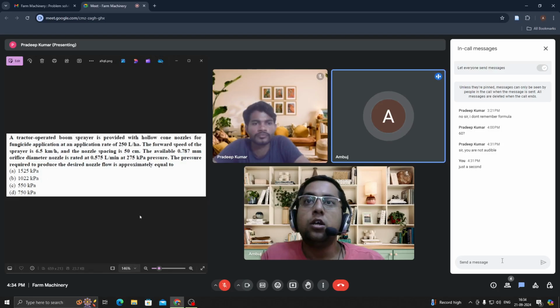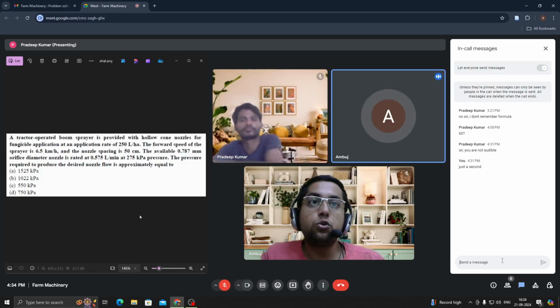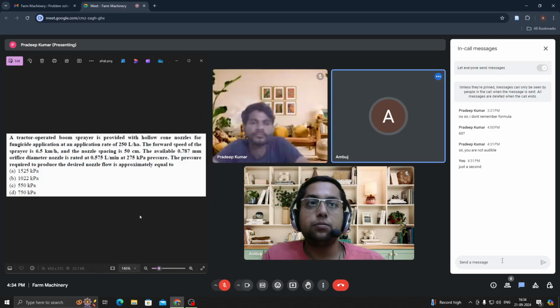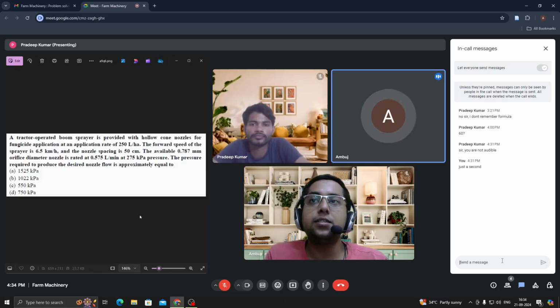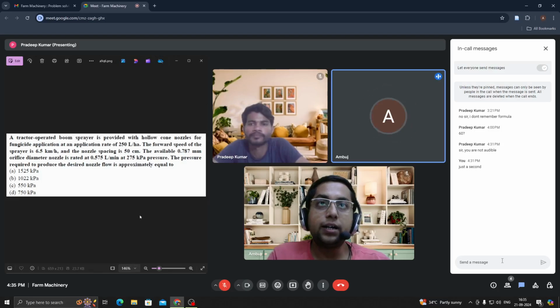The forward speed has been given and the nozzle spacing has been given. I have told you the TFC; the actual field capacity would be S into W divided by T. That will come in hectares per hour. Liters per hectare has been given as the application rate. Multiply both of them, liters per hectare into hectares per hour, and you will get liters per hour. Divided by 60, the discharge rate will come in liters per minute. For that discharge rate, they are asking what is the pressure.